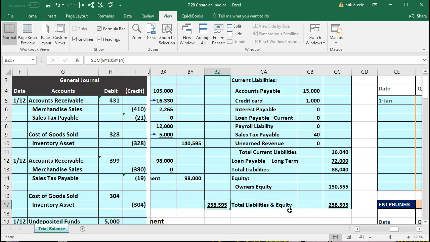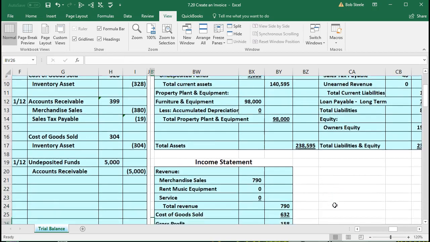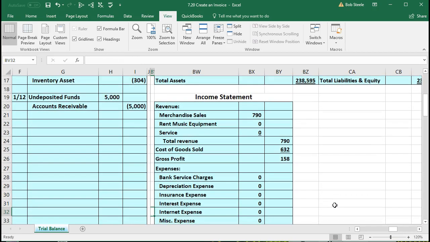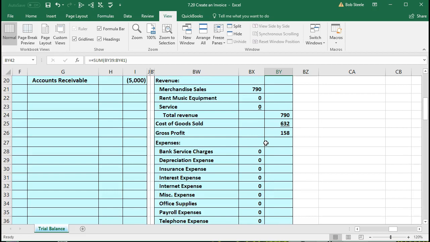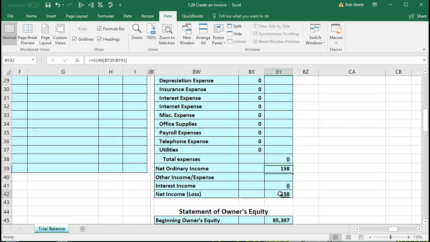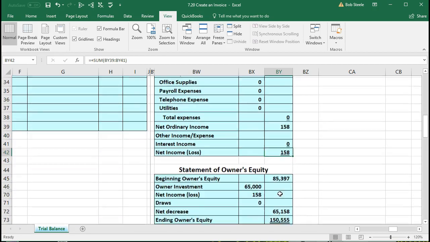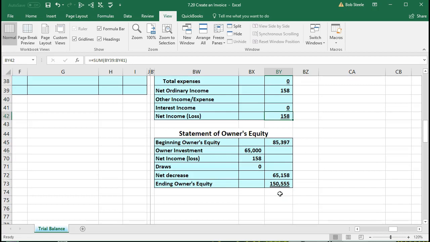We can see that we are in balance here in terms of the balance sheet, and the income statement, no impact from this transaction. We had revenue of 790 from prior transactions, cost of goods sold 632, giving us the net gross profit, which is also net income because we have no other expenses, and the statement of owner's equity remains much the same as well.